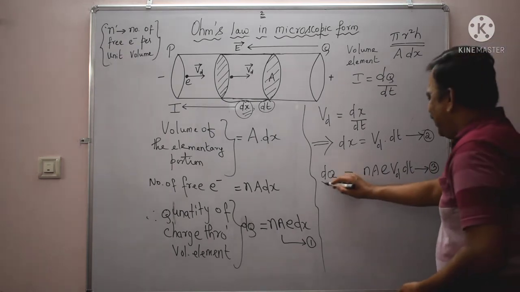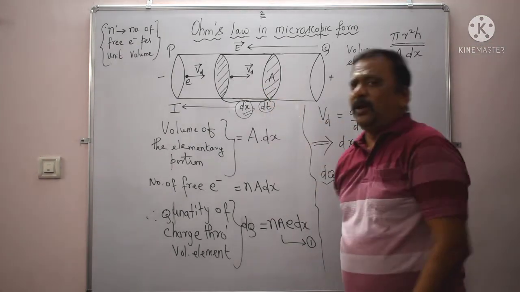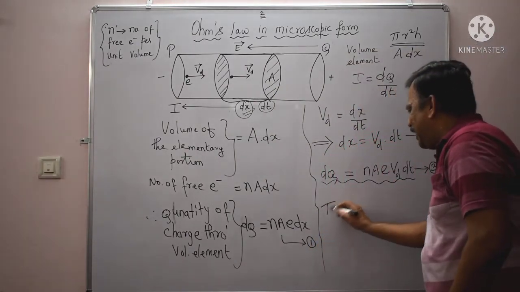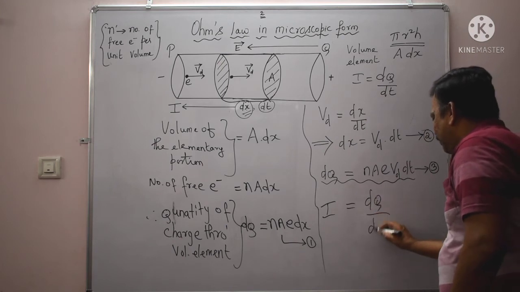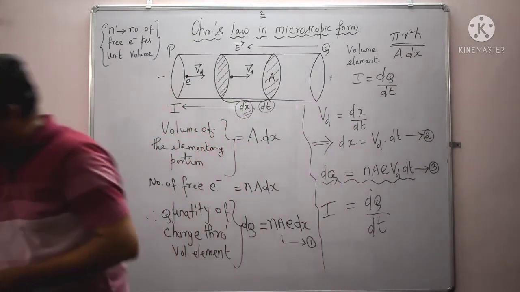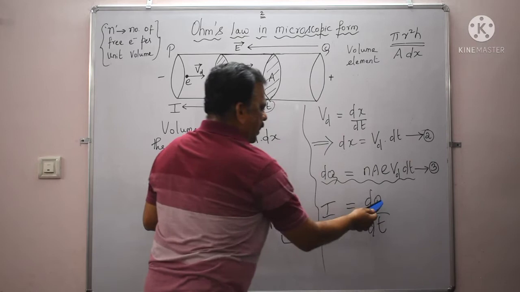So successfully we have found the amount of charge that is going to cross through the volume element. We know that I is equal to dq over dt, isn't it? Right? So let me substitute equation 3 for dq over here.